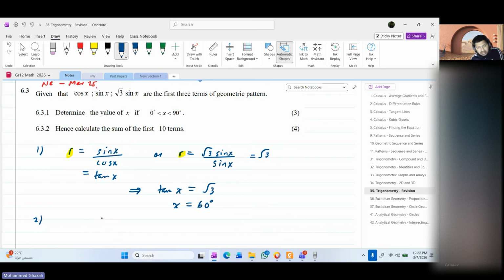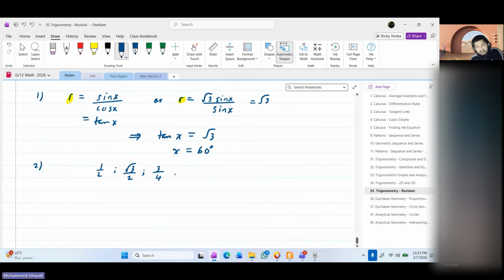Cos of 60 is half. Sin 60 is root 3 over 2. So I'm going to get root 3 times root 3 over 2. That's 3 over 4. Yeah, so it looks like you're starting from half and multiplying by root 3. Okay. So we can see the common ratio is root 3, and the value of A is half.